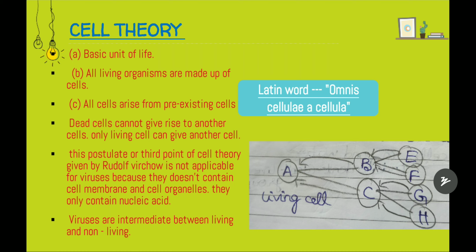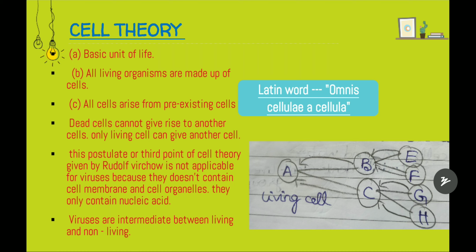So please note it down if you have a habit of maintaining notes. Dead cells cannot give rise to other cells. Only living cells can give rise to another cell. This postulate, or third point of cell theory, is given by Rudolf Virchow, and it is not applicable for viruses.